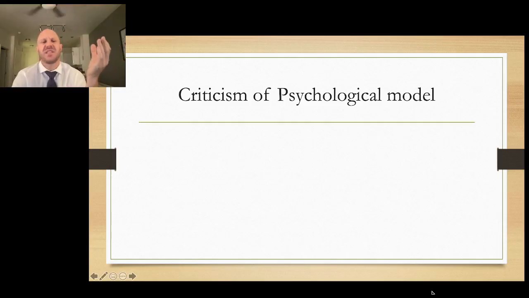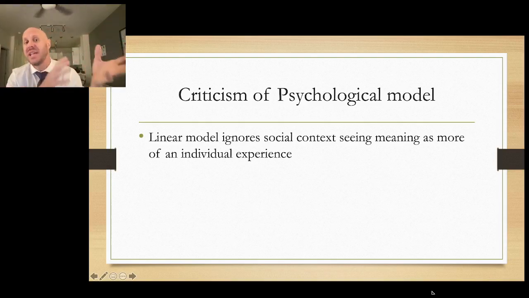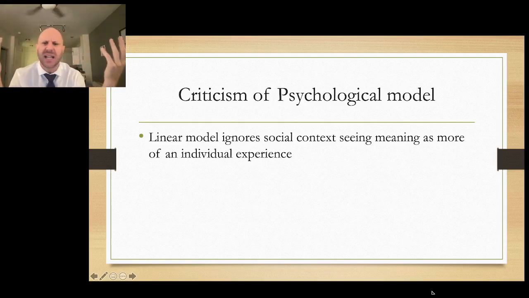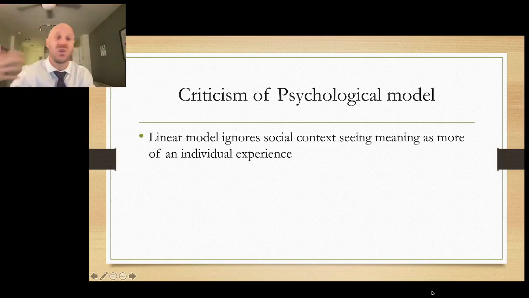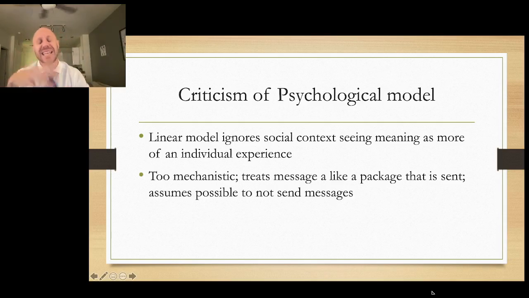Some criticisms of the psychological model include that the linear model in particular ignores context and sees meaning more as an individual experience. Meaning is something that occurs in your mind rather than meaning being derived from a cultural situation. So it ignores kind of a cultural level. It looks at just two minds. It's also mechanistic. It's going to treat the act of communicating like a machine. The message is this package that's sent.